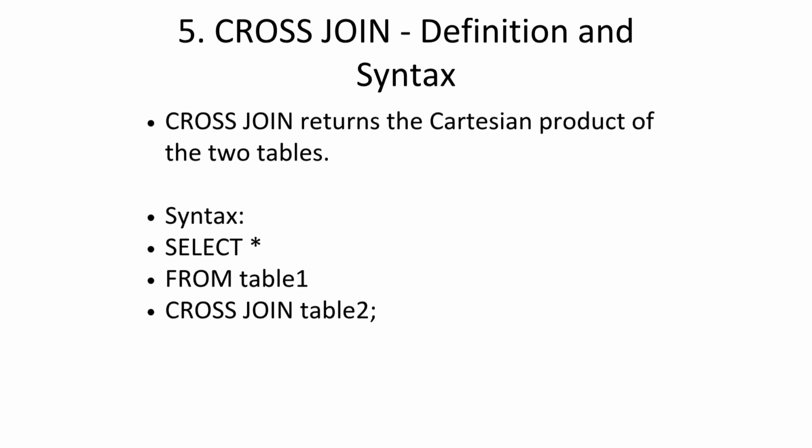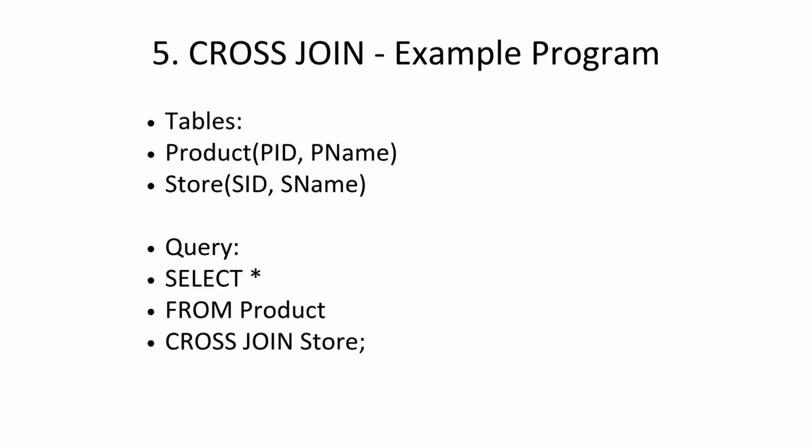Cross join definition and syntax. A cross join returns the Cartesian product of two tables. Every row from table 1 is combined with every row from table 2. Syntax: SELECT * FROM table1 CROSS JOIN table2; If table 1 has 3 rows and table 2 has 4, the result will be 12 rows. Use this join carefully. It can create a lot of data.